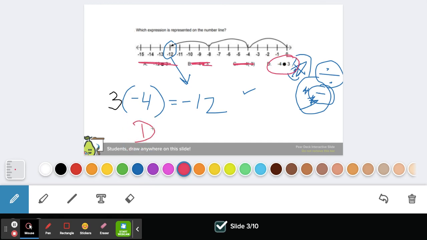So make sure you understand and that you put this answer in your Google form.